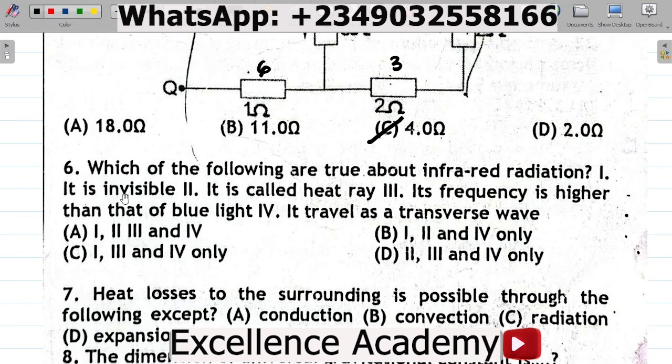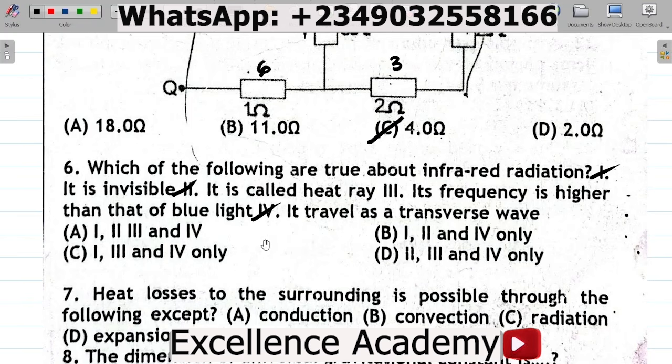Now, you want to know the following about infrared radiation. Number 1, it is invisible because it cannot be seen, so I is correct. Again, it is called heat ray because it produces heat energy. In essence, II is correct. Then also, it travels as a transverse wave because it travels perpendicular to the direction of the vibration producing the wave. So IV is correct. So these are the only 3 correct. So it becomes I, II, and IV.